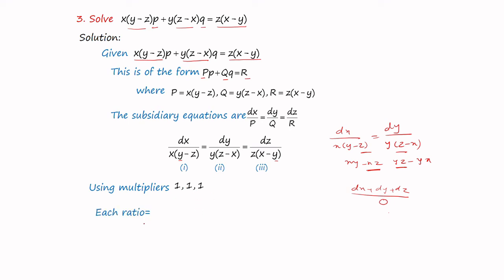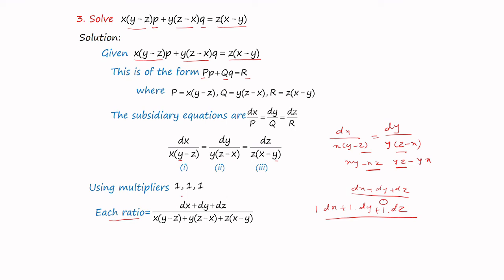Each ratio, you should write this word, each ratio is equal to, because we are equating this to some ratio. After using multipliers you have to add it: 1 into dx plus 1 into dy plus 1 into dz, divided by, you have to add all the terms, x into y minus z plus y into z minus x plus z into x minus y. This is the way you have to check the multipliers.